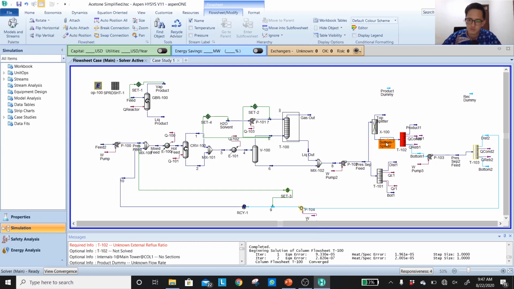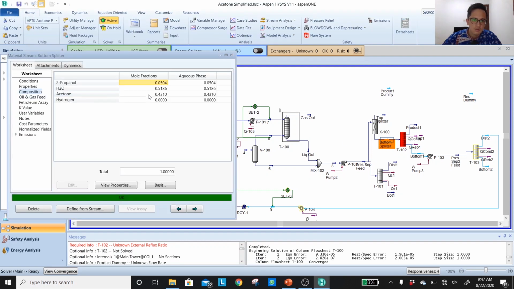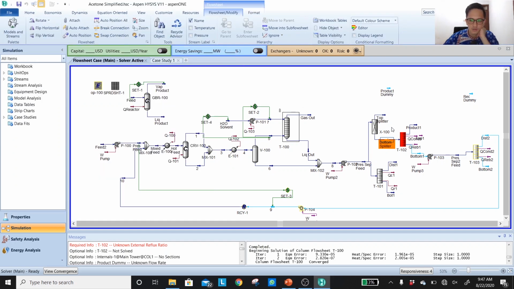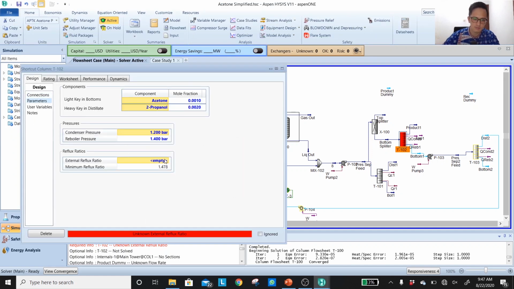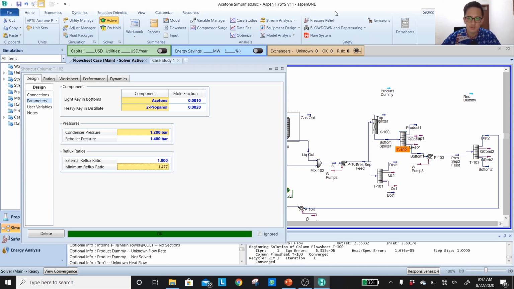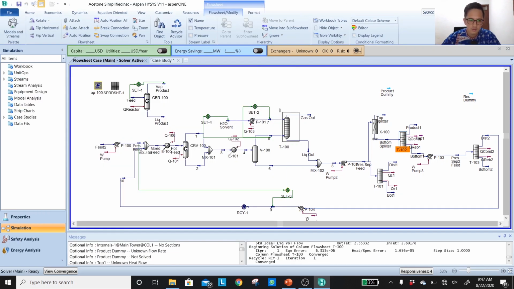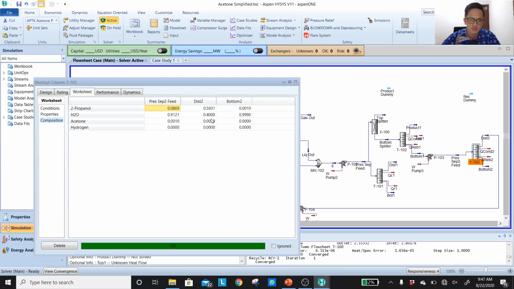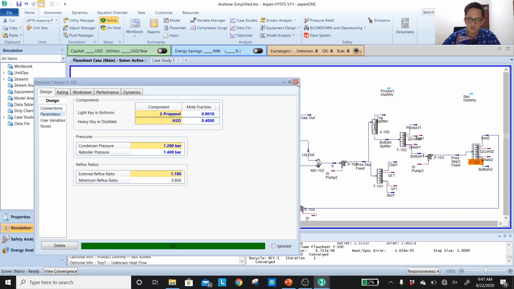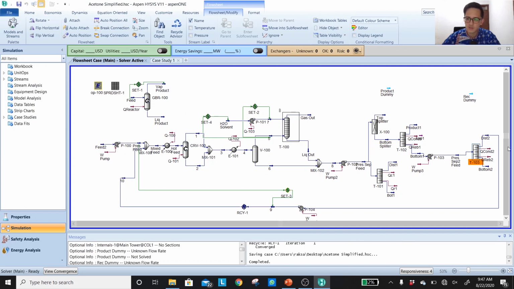Okay, let me check the composition. A lot of water and acetone. I guess that's still not a problem. So let me add the number 1.8. Okay, that's done. I think now it's fixed everything. Second column, composition 99. I think it looks good. Everything looks good, and we're finished with the heat and material balance.